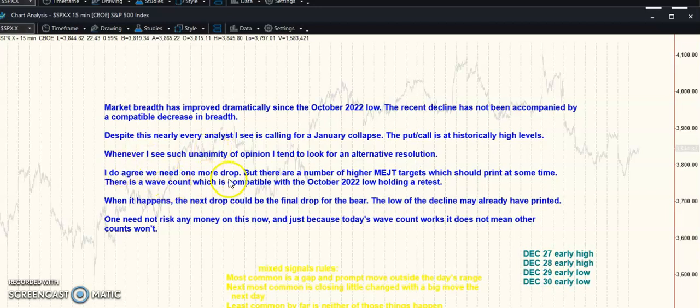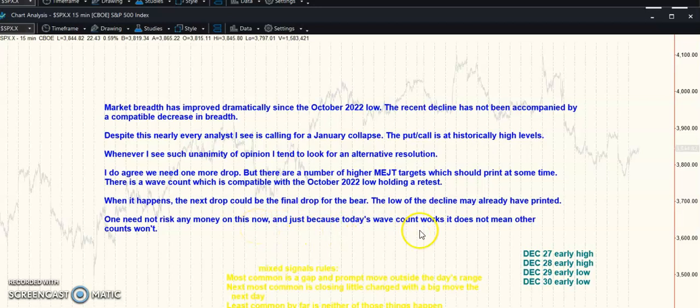I do agree we need one more drop, but there are a number of higher MEJT targets. They should print at some time. There's a wave count compatible with the October 22 low holding a retest. When that happens, the next drop could be the final drop for this bear market, and the low of this decline may already have printed in October. One need not risk any money on this now. I still think there's one more low coming.